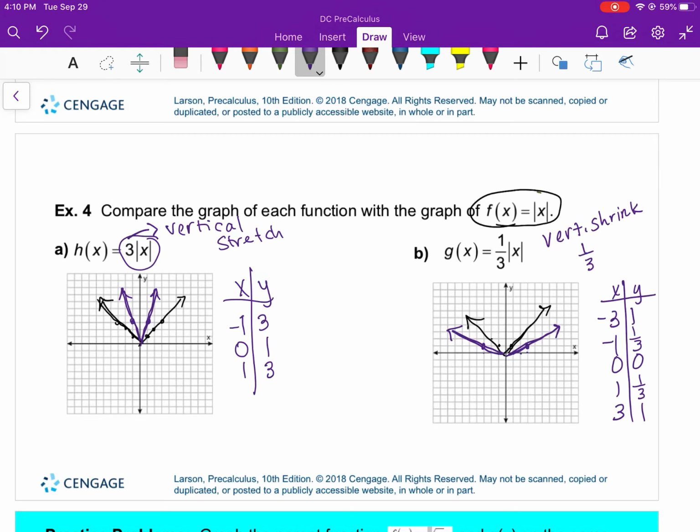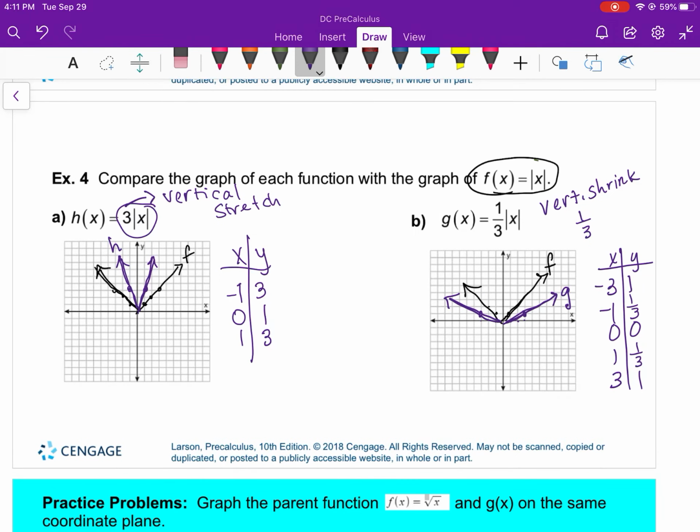All right, another good thing to do here would be to label. So my original was F. In this case, my purple one is H, and my new one here is G. All right, that should be a good review of translations. This is all stuff you've done in Algebra 2.